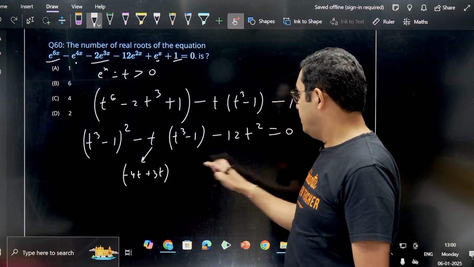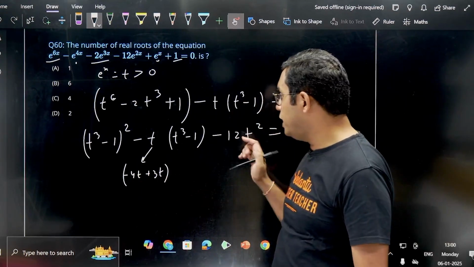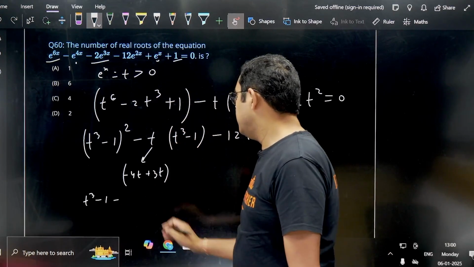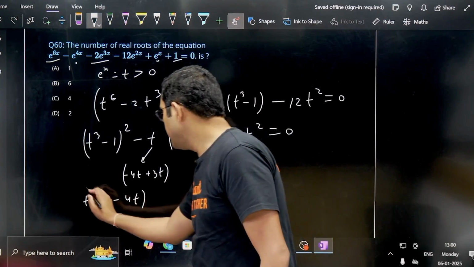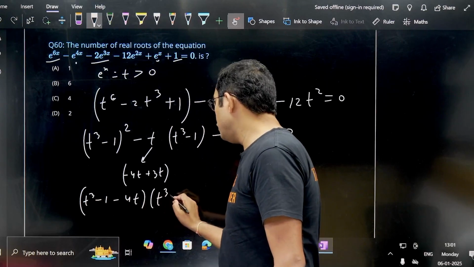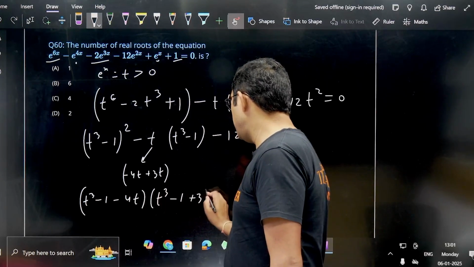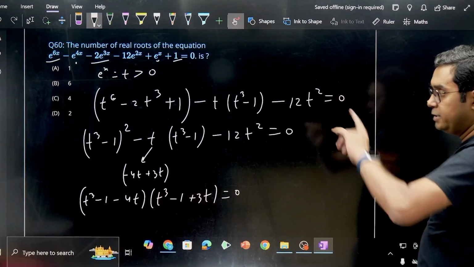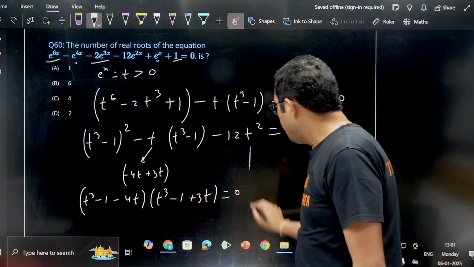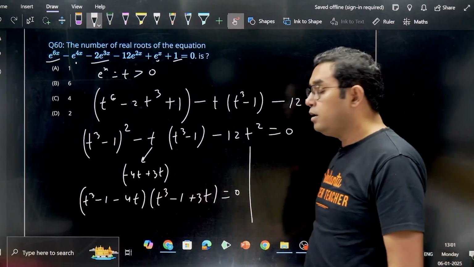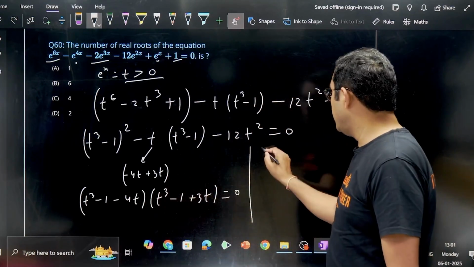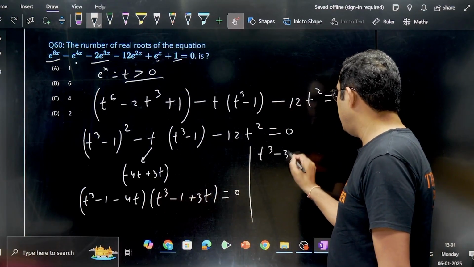Okay, and then because there will be minus 12t square, the factors would be t cube minus 4t minus 1, I think, first, and the other one would be t cube plus 3t minus 1, equal to 0. Yeah, that's right. Now we can check which of the brackets have real roots, and that too positive real roots. Let us talk about this bracket, which is t cube plus 3t minus 1.